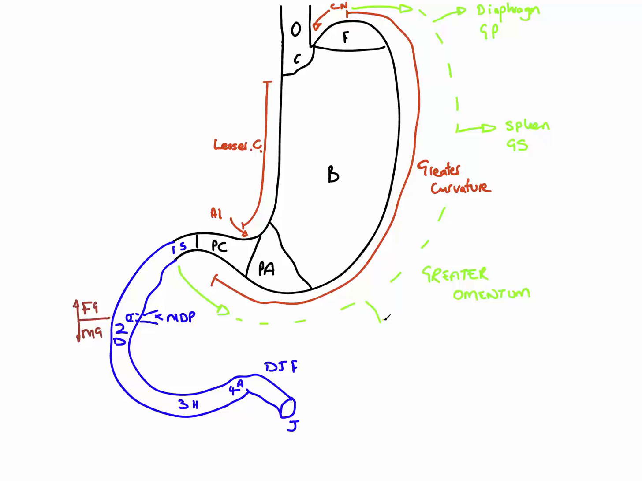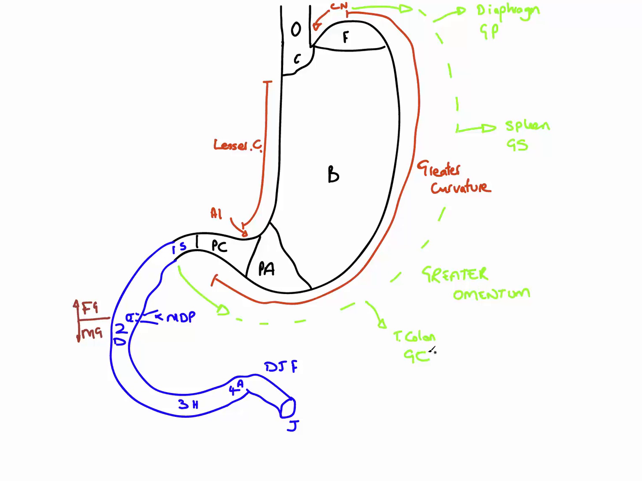And the majority of the greater omentum, or at least the remaining portion of the greater omentum, passes towards the transverse colon, and we call this portion the gastrocolic ligament. So within the greater omentum there are 3 specific peritoneal ligaments. One goes to the diaphragm, gastrophrenic, one goes to the spleen, gastrosplenic, and one goes to the transverse colon, which is the gastrocolic.